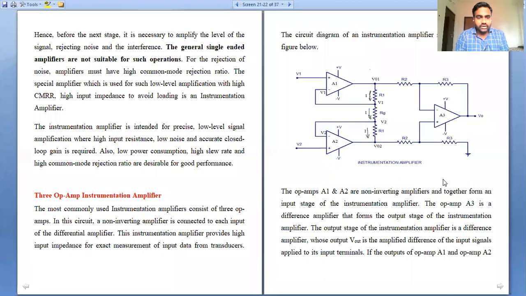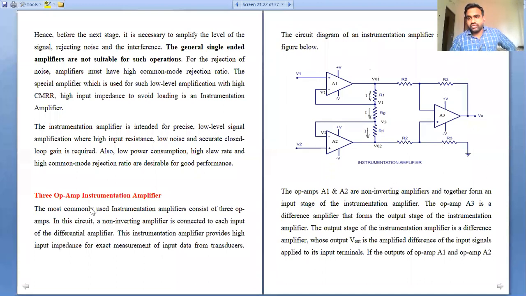Good morning to everyone. In the previous class we started with instrumentation amplifiers. It was a special discussion that we had in the last class. Next we discussed voltage to current converters. There are two types of voltage to current converter: one is floating load, and the second one is grounded load.